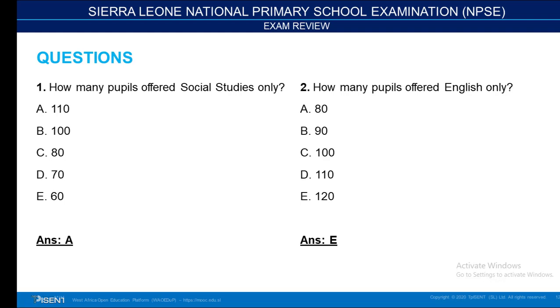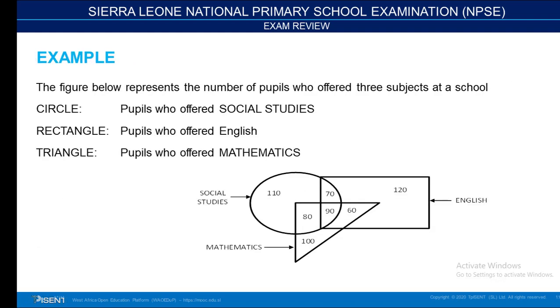Number 2. How many pupils offered English only? Look at the options. A 80, B 70, B 90, C 100, D 110, and E 120. Come back. Remember, English is being represented by the rectangle.